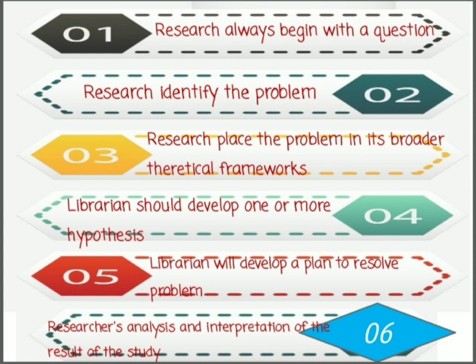It is here that the researcher must attempt to gather the information needed to solve the problem, organize it in meaningful categories, and analyze its significance. And lastly, step 6. The researcher should keep in mind that this process is almost always circular in nature. The researcher's analysis and interpretation of the results of his or her study.